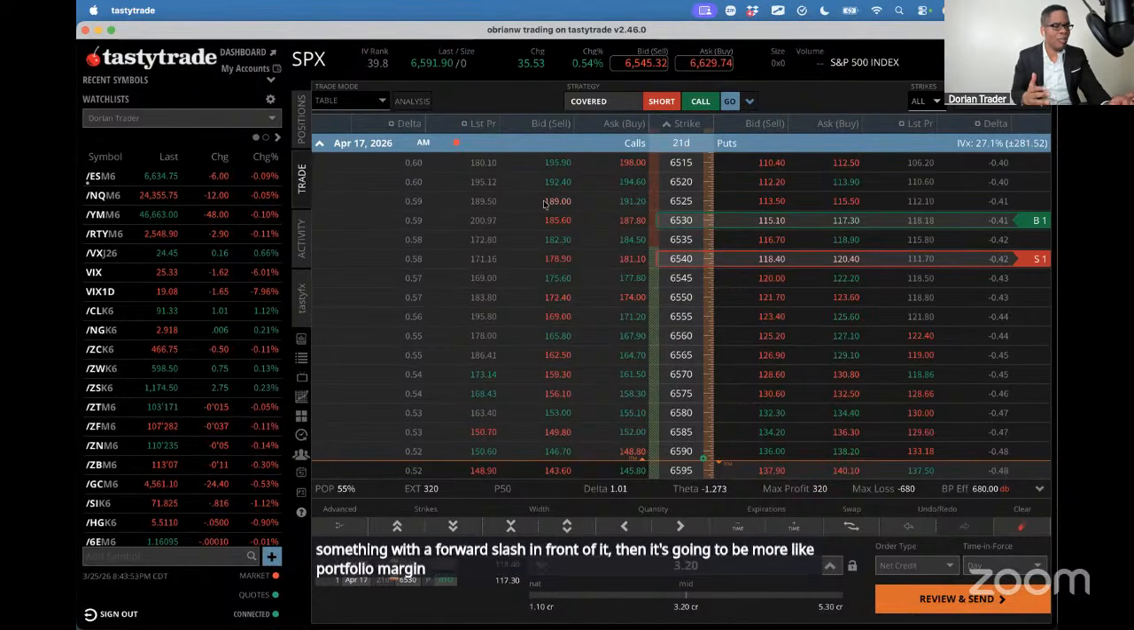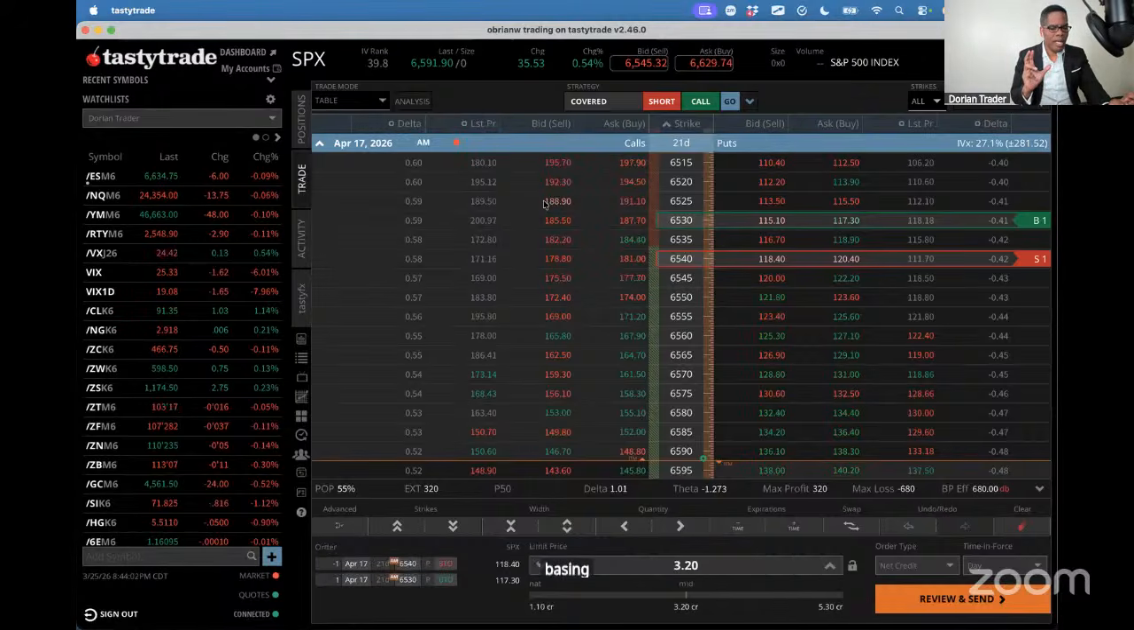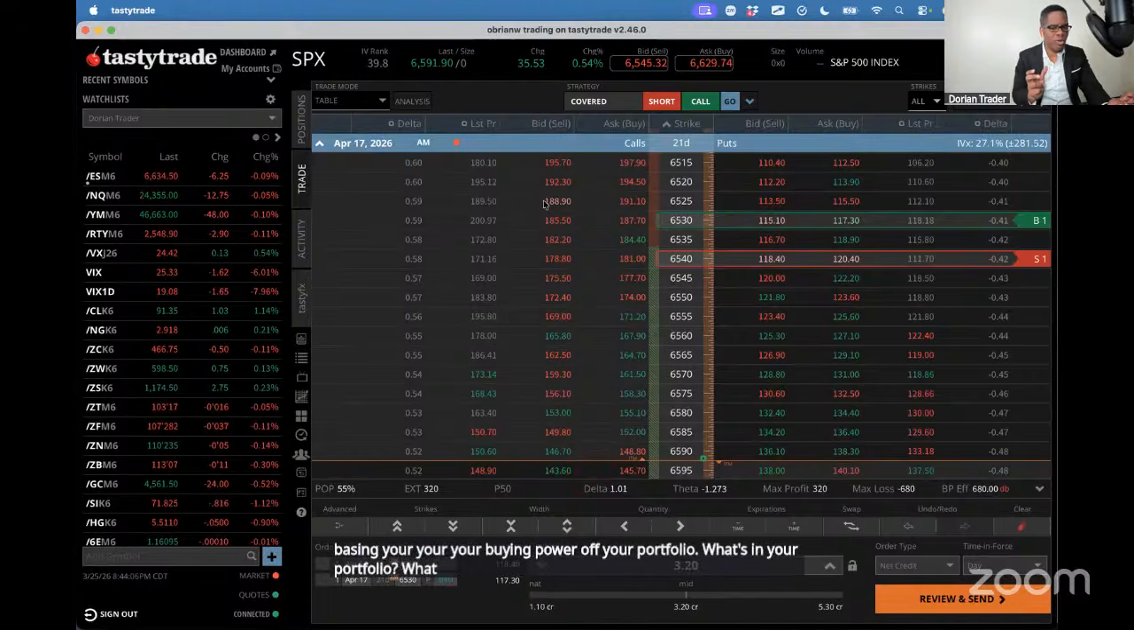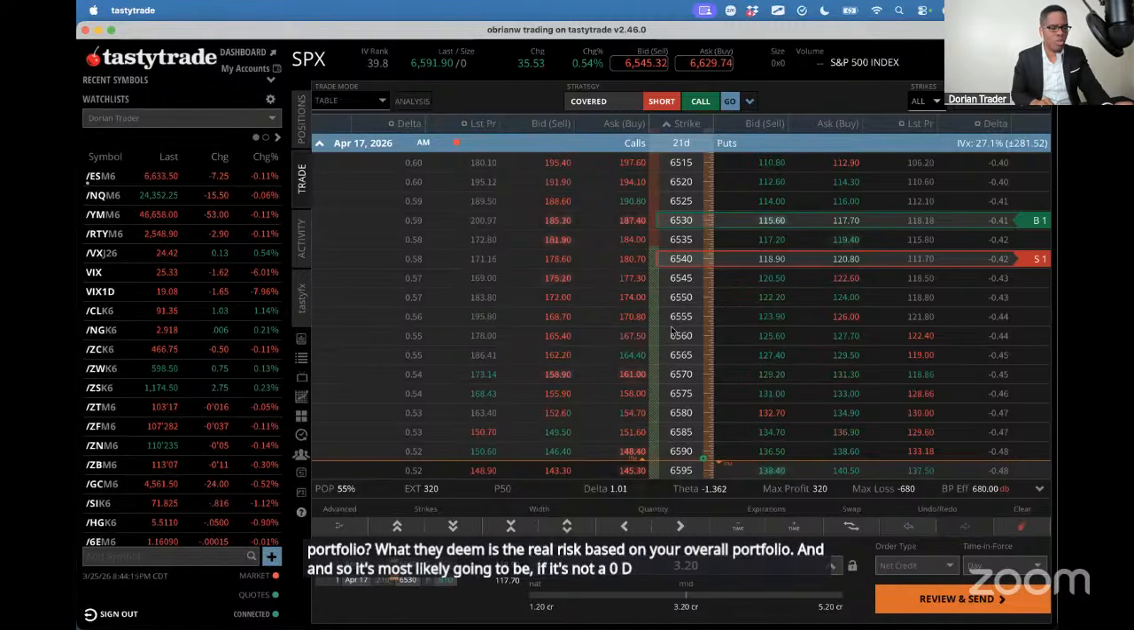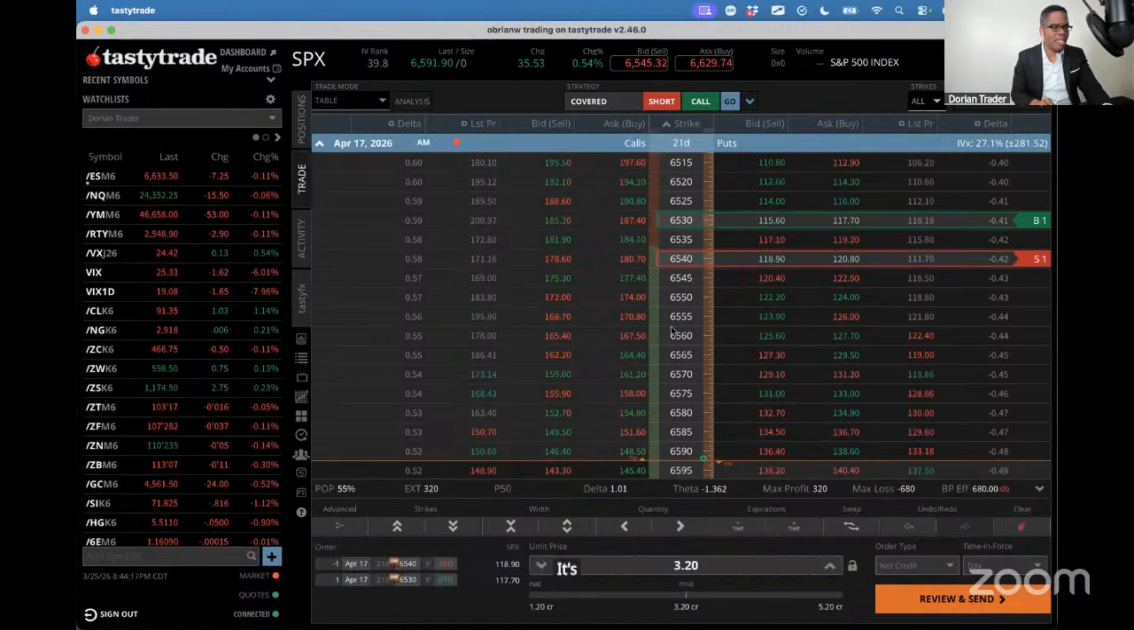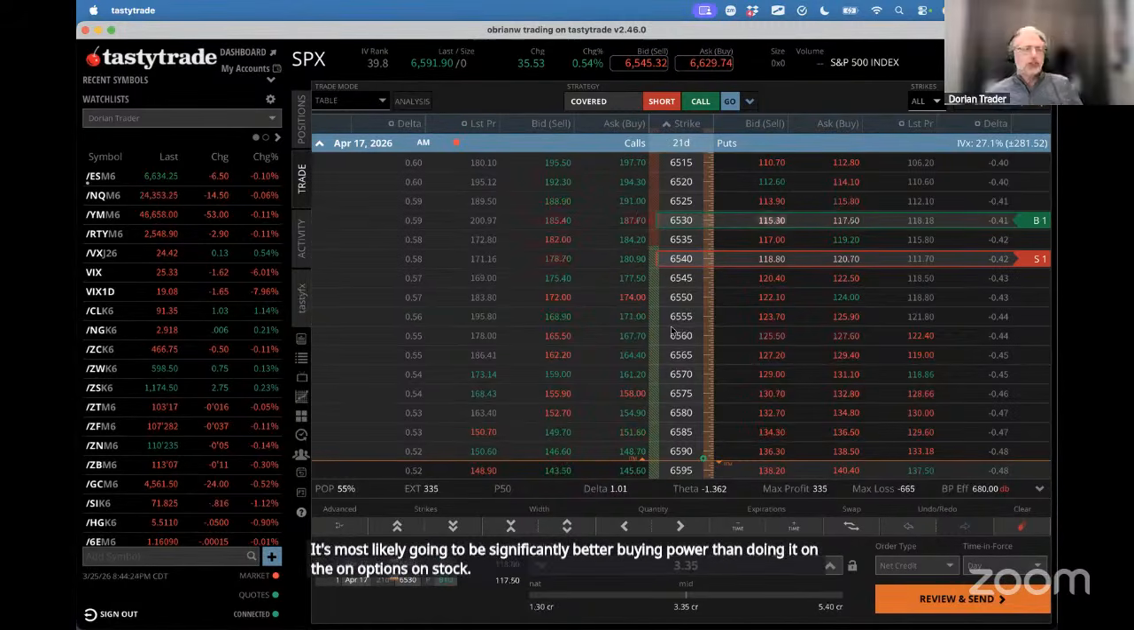It's called SPAN margin in the futures market, but it's basically basing your buying power off your portfolio. What's in your portfolio? What they deem is the real risk based on your overall portfolio. And so it's most likely going to be, if it's not a zero DTE trade or a short-term trade, significantly better buying power than doing it on options on stock. Lots to learn.